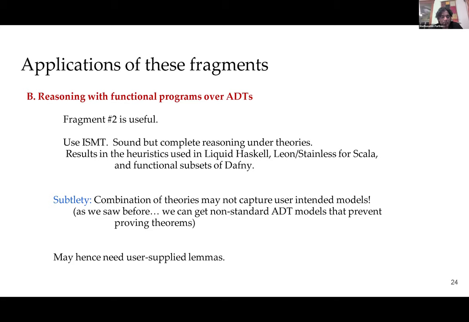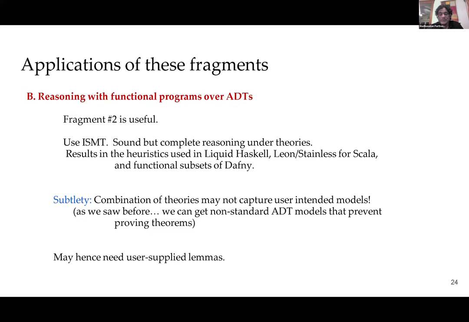The second one is for functional programs. The second fragment is useful to model functional programs. So you get a sound but complete reasoning under theories. And this is in fact the heuristic found in Liquid Haskell as well as Leon and Stainless for Scala. And also functional subsets of Dafny do essentially this technique for solving things automatically.